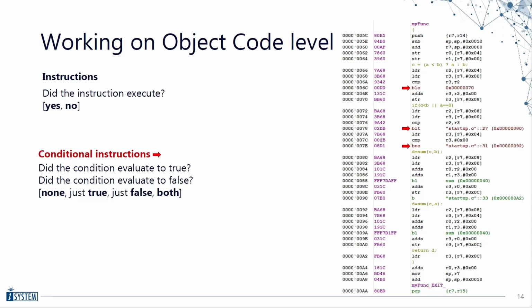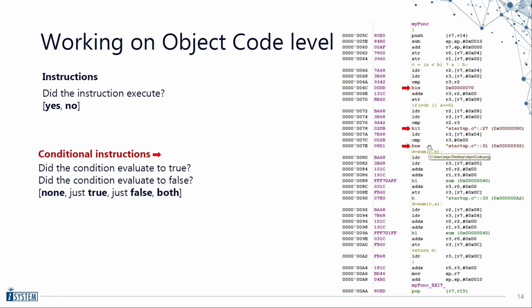In the trace data, we have two relevant types of information: which instructions were executed, and in case of conditional instructions, how did the condition evaluate at the time of execution. So here on the right, you can see my function, the function we've been seeing earlier as well, in its disassembled view. And you can see the instructions within it.